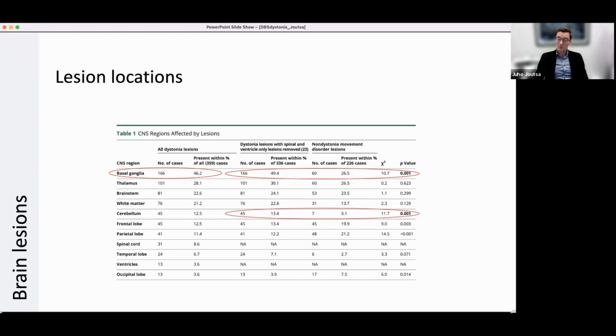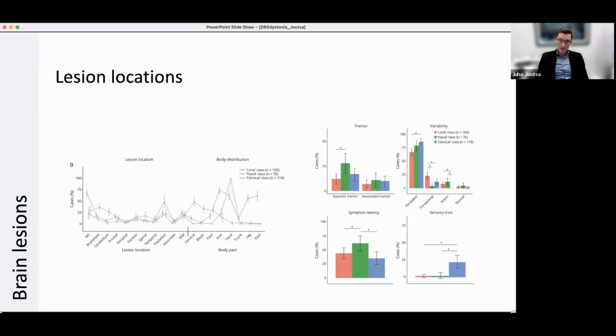And the other region that was more common in lesion-induced dystonia was the cerebellum, but only affecting 13% of the patients. And as you can see, there's quite a big spread on where lesions causing dystonia occur. So the next step is to look at whether these lesion locations have any relevance in terms of the clinical phenomenology.